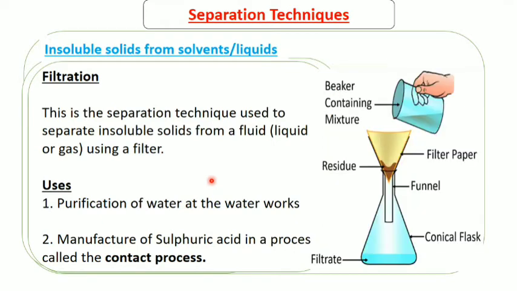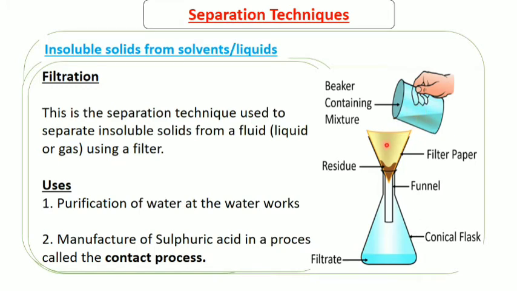Let's take a look at the apparatus for filtration. So this is how filtration looks. You have a conical flask here, you have a funnel here, and inside the funnel, you can see this brown filter paper. This filter paper has sieves or holes such that water can pass, but solid particles cannot pass. So you get your mixture here, maybe water mixed with chalk or anything.